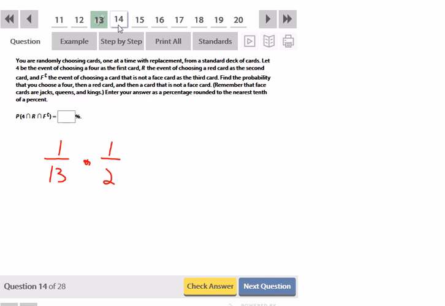And then times not getting a face. So out of all the different cards, there's 13 different types of cards. If 3 of them are faces, that means 10 of them are not faces. So I would multiply this. I can cancel out here the 2 with the 10. So that gives me 5 over 169. 13 times 13 is 169. 5 over 169, but they want this as a percent. So 5 divided by 169 is about 3.0%. They want it to the tenth of a percent, 3.0. So it's 3%, but I have to put the point.